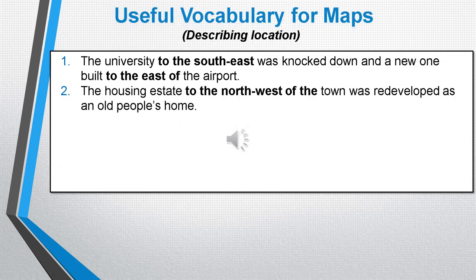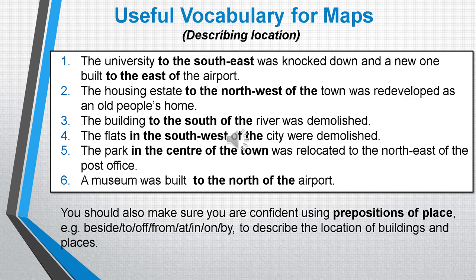And finally, for this video, I'm going to give you some useful vocabulary for describing the location of things on maps. So there's a few example sentences here. The university to the southeast was knocked down and a new one built to the east of the airport. The housing estate to the northwest of the town was redeveloped as an old people's home. The building to the south of the river was demolished. The flats in the southwest of the city were demolished. The park in the center of the town was relocated to the northeast of the post office. And a museum was built to the north of the airport.